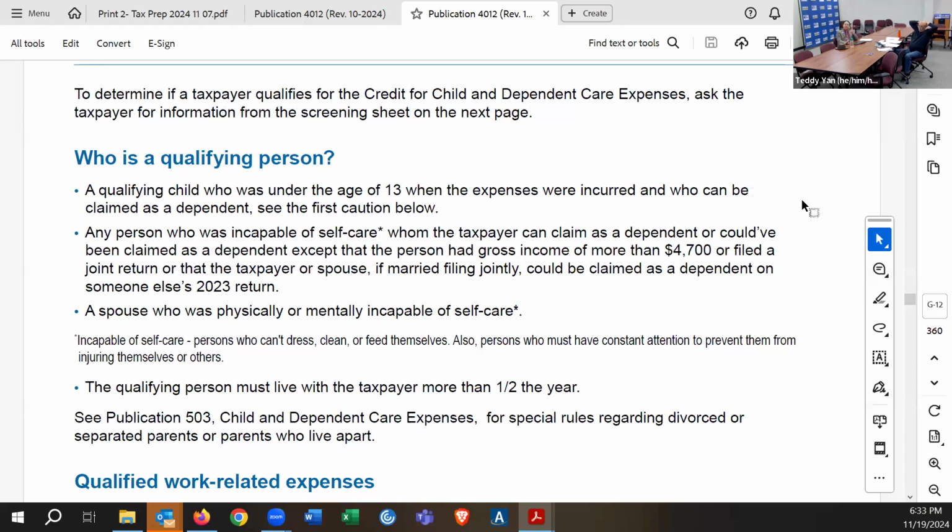Any person who was incapable of self-care, quote unquote, that's a formal definition, whom the taxpayer can claim as a dependent or could have been claimed as a dependent except that they had a gross income of more than $4,700 or filed a joint return or that of the taxpayer or spouse. Did they not update that? Huh. Looks like they forgot to update that number. Pretty sure that's supposed to be 5,050 now.